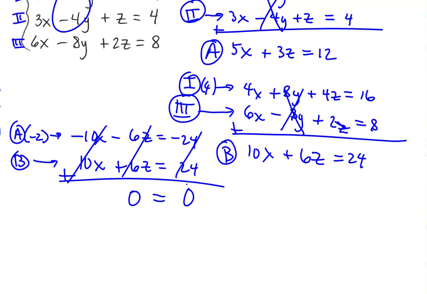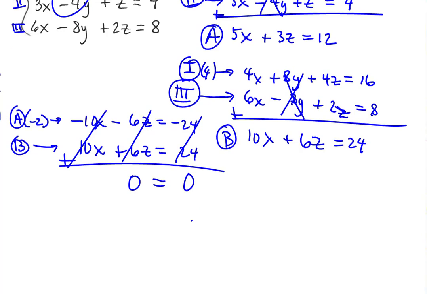Now, in these cases, as we've seen before with systems, when the variables all disappear but you're left with something true, it doesn't always turn out to be 0 equals 0, but it's a true equation, trivially true, with no variables left. This is a case where there are infinitely many solutions.